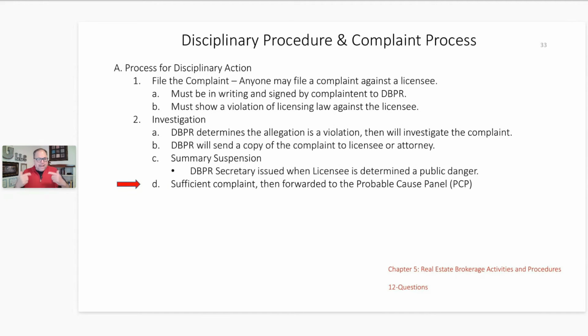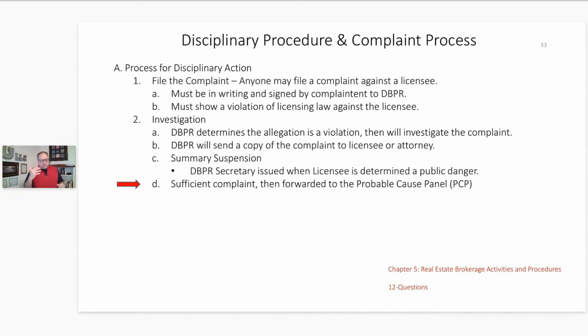Okay, so we're going to go back and look at the process for disciplinary action after a complaint. Remember, the complaint is filed. Anybody can file a complaint against the licensee. It must be in writing, and it's got to be signed. It's got to be a violation of licensing law, so the licensee has to have violated a 475 statute.